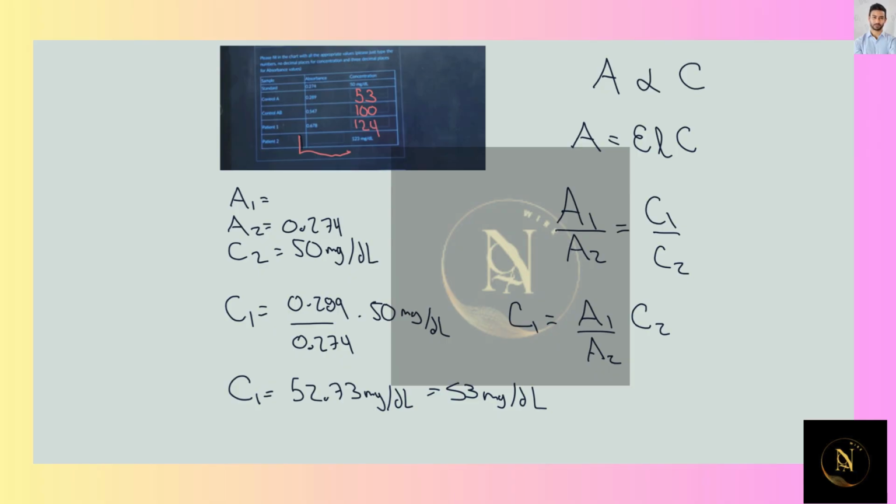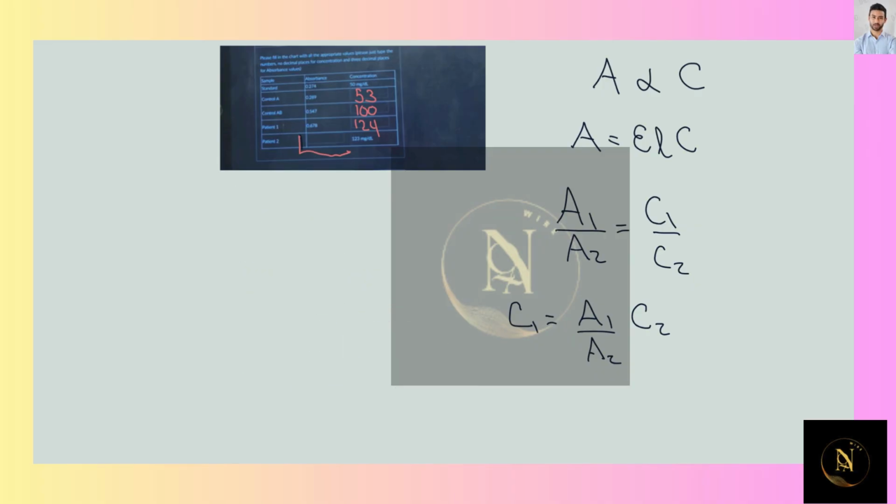So now we're going to proceed with the last question. In this case, we want to know what is going to be the absorbance given the value for the concentration. And we're going to apply the same formula. We're just going to rearrange it a little bit. The formula that we're applying is this one. So now we know that A1 is equal to C1 divided by C2 times A2.